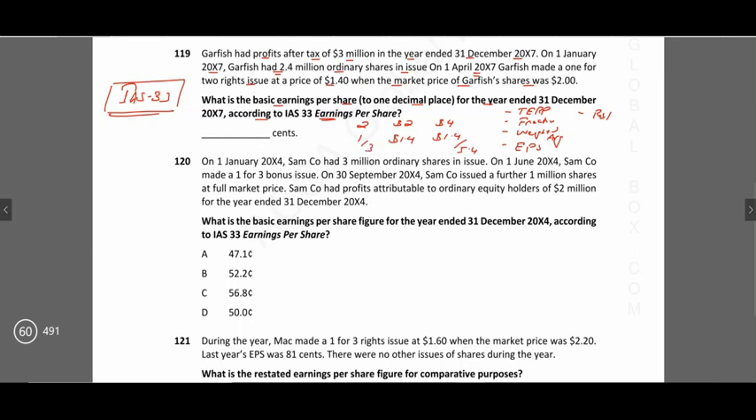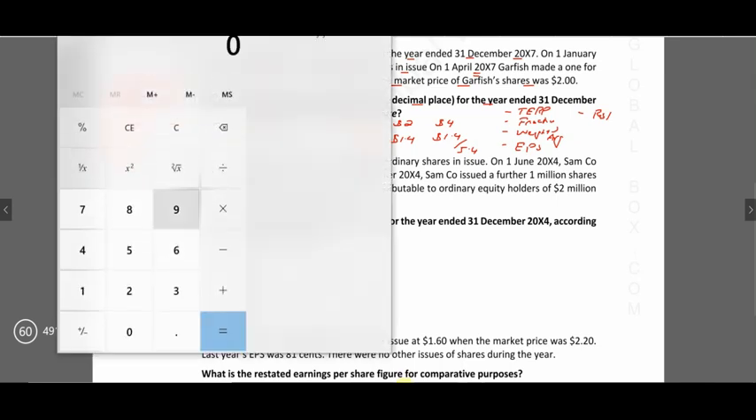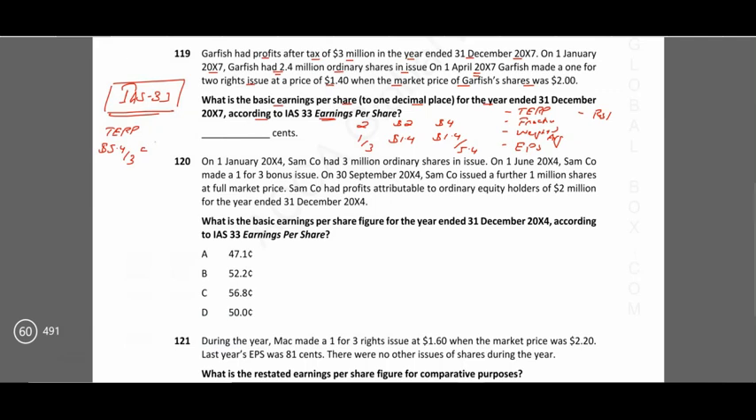So how we can calculate the theoretical ex-rights price, TERP, is simply 5.4 divided by 3. So by using the calculator, we can just calculate it. Yes, it's 5.4 divided by 3. It gives you 1.8. So 1.8 is the theoretical ex-rights price. Now, we are done with this. Okay, the theoretical ex-rights price, we can write it over here, is 1.8.